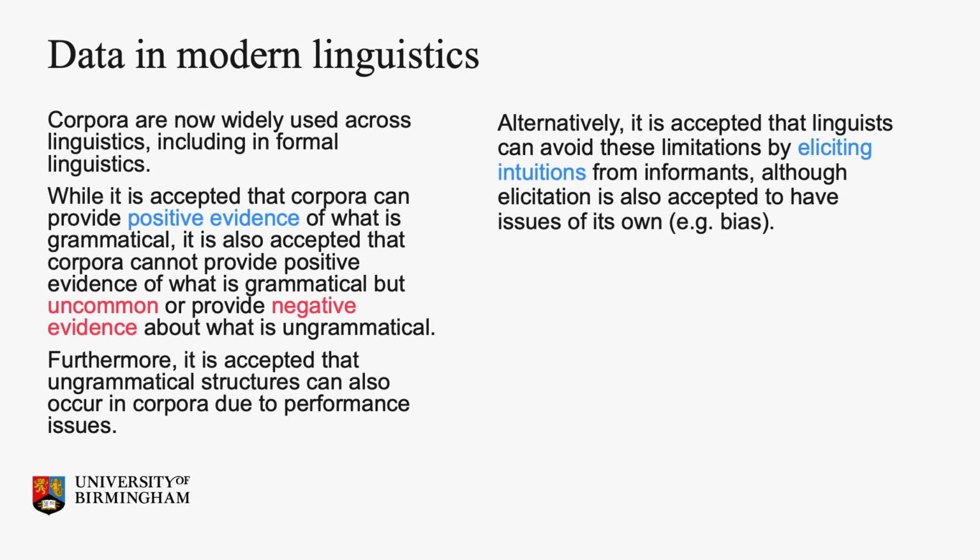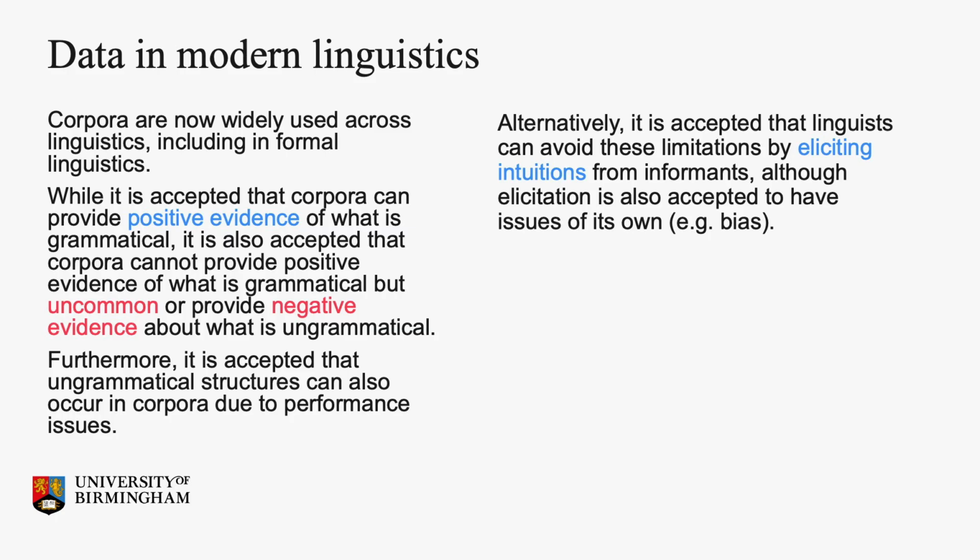The more serious argument, or at least the one taken as even more problematic, is that corpora don't give you negative evidence. And this is what intuitions supposedly give you. You can ask somebody, can you say this? And they can say no. And that's something that a corpus doesn't give you. This is seen as a major limitation of corpus linguistics.